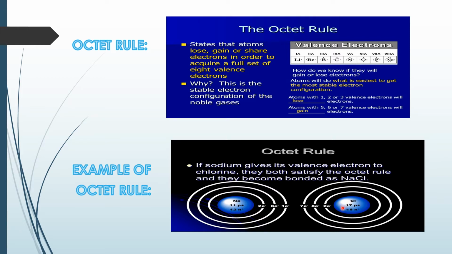In chlorine, there are 17 protons, that is 2, 8, 7. It gains 1 electron from sodium to become an octet. So, Na+ and Cl-. It satisfies the octet rule.